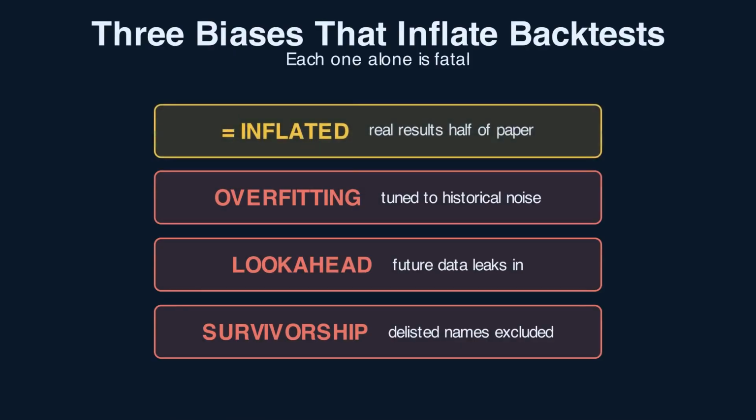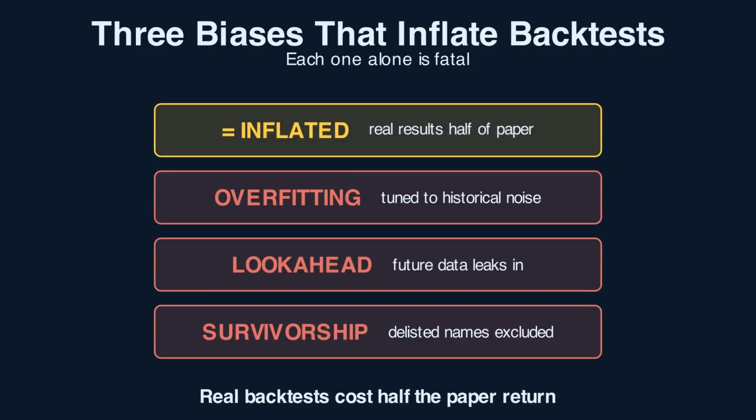1. Survivorship bias. Most retail backtests use the current S&P 500 as the universe, but those are the companies that survived. The companies that went bankrupt, got delisted, or merged are silently excluded. The backtest is automatically biased toward winners.